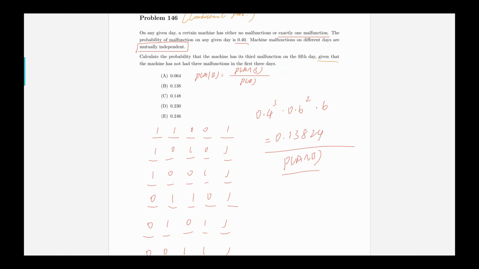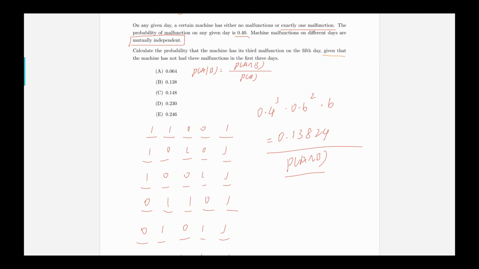So its complement is just going to be the machine has 3 malfunctions in the first 3 days. And you see that probability is easier to find. So since, again, the probabilities are mutually independent, the probability of the machine has 3 malfunctions in the first 3 days is exactly 0.4 cubed. And its complement is just going to be 1 minus that. And let me use my calculator to do that. 0.936. So that's the probability of B here.